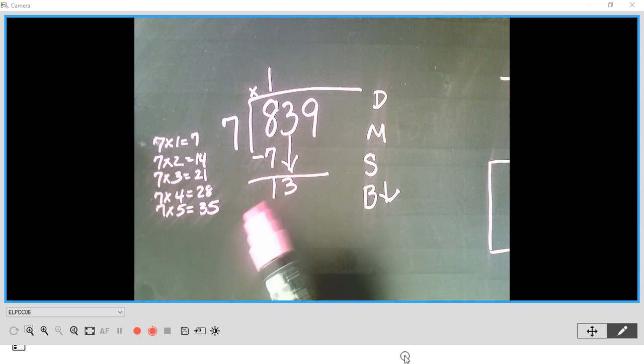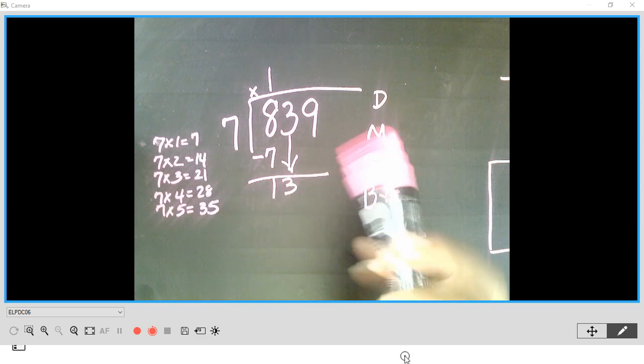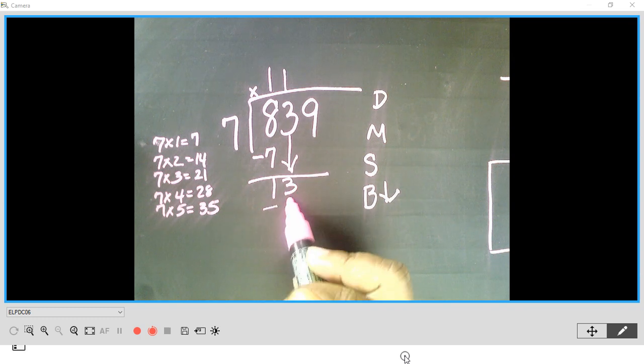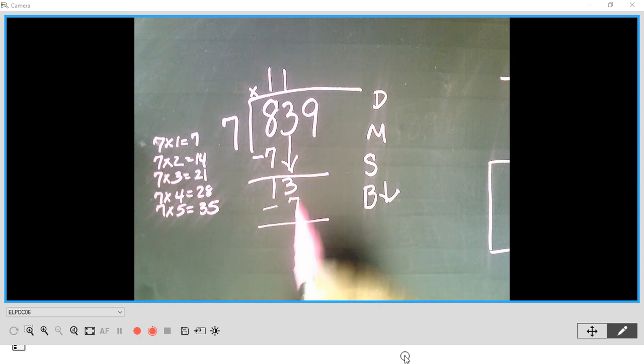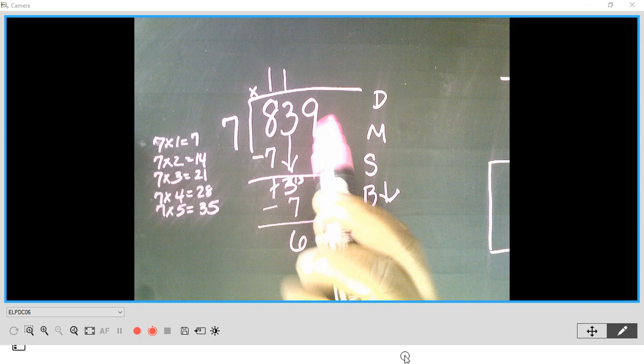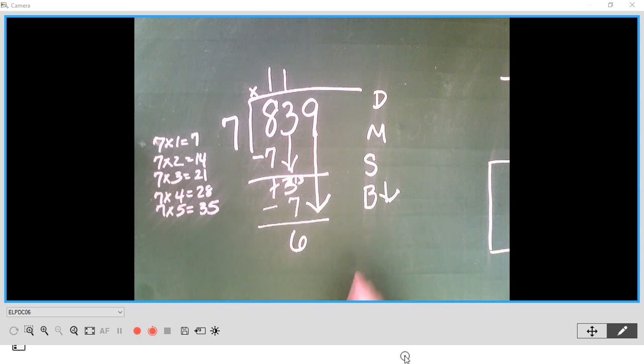Well, what times 7 is going to give me closest to 13 without going over? Well, I already know that 7 times 2 is 14, so that's going to be too high. I'm going to have to go back to using 1 again. 7 times 1 is 7. I'm going to subtract that from 13 and get 6. Well, I still have another number to bring down. So that number now is 69. Well, what times 7 is going to give me closest to 69 without going over?